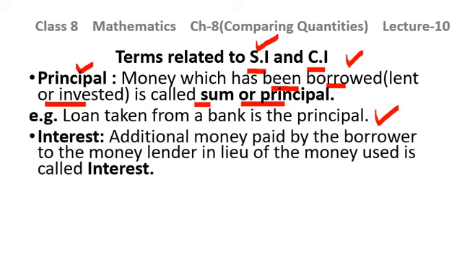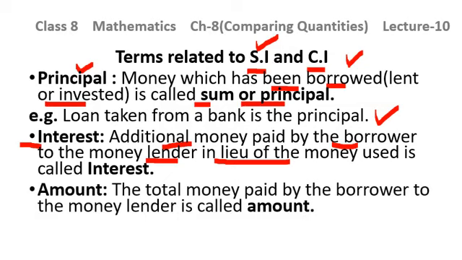Now what is this interest? First of all, we will discuss what is this interest, and then we will be discussing simple interest and compound interest. Interest is basically the additional money paid by the borrower to the money lender in lieu of the money used. I hope from these sentences it is clear. For example, if you have borrowed 1000 rupees from someone, then in lieu of using your 1000 rupees, you need to pay some extra amount to that particular person, so that will be your interest.